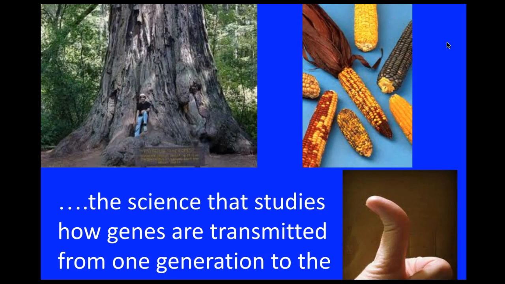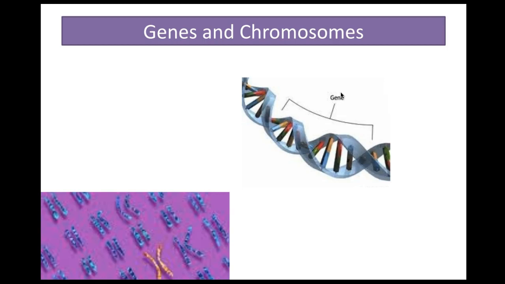I'm taking these notes on the right side of my computer, just like you are. Remember we did this. This is called Hitchhiker's Thumb. This is a giant sequoia tree in California, and these are different types of corn here. Obviously, you can see the genes in this corn are very different from one another.